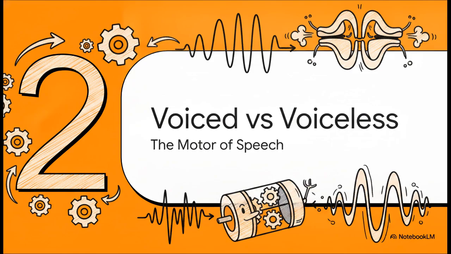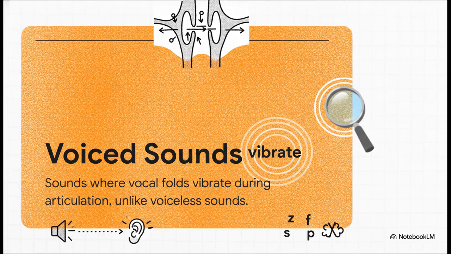Moving to Section 2, voiced versus voiceless sounds, or the motor of speech. Let's zoom in on consonants for a second. The crucial point here is figuring out if your internal motor, your vocal folds, is actually running or not. Some speech sounds need a physical vibration in your throat, and others are just pure silent air passing through. Voiced sounds make those vocal folds vibrate rapidly, like the Z sound. Voiceless sounds, like S, F, or P, happen without any vibration at all. Your vocal cords are literally just letting the air breeze right on by.